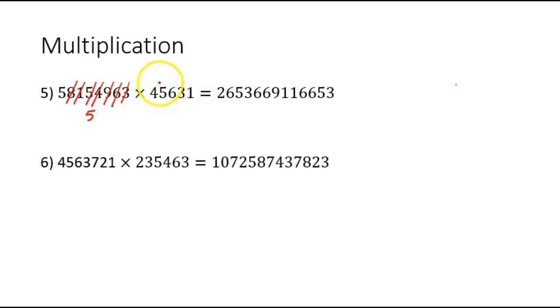What is the second number? 4 and 5, 9. So that I will cancel. 6 and 3 is equal to 9. So I cancel. So we got 1 here. So the product of 5 and 1 is equal to 5. So the digit sum of this number into this number is equal to 5.